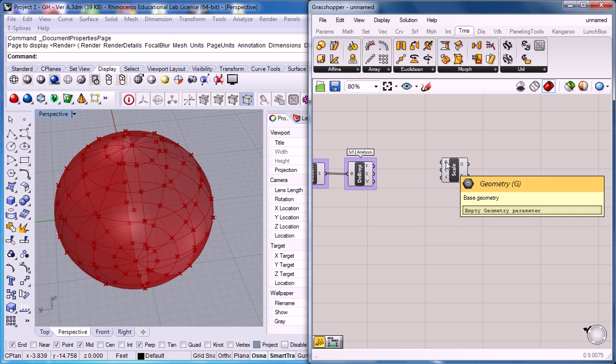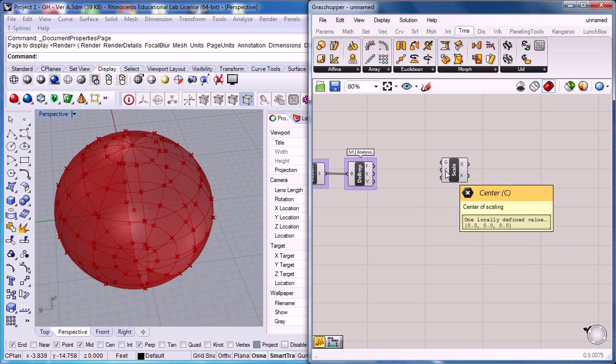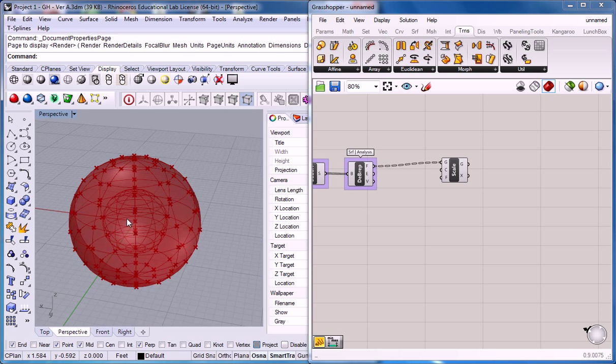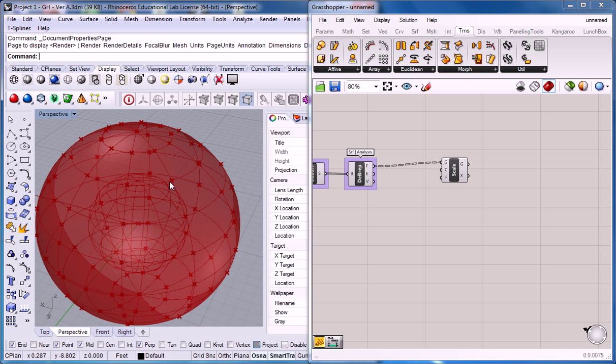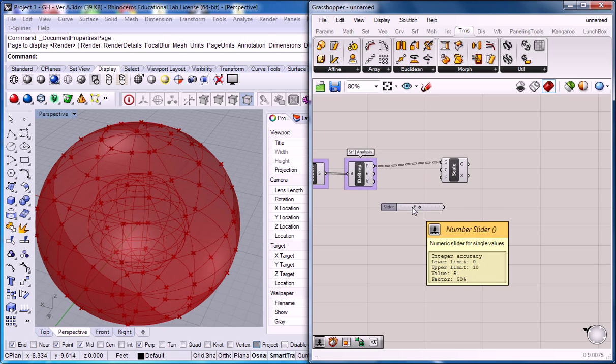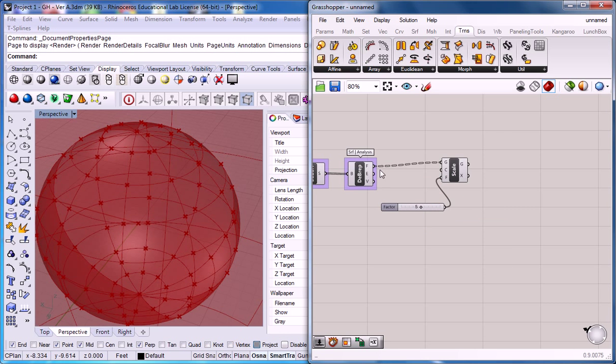It's asking for a couple of things. It asks for a geometry, which would be the sphere, center of scaling, and then the factor, right? So this is a multiplier. So when I plug in my faces to the scale, look at what it's doing. It actually assumes the center point of the sphere at first, and you can override that if you want. But then the scale factor is a 0.5, and so it made it smaller. But if I change that, let me make it a 5. Where's this? Scale is under Transform, Affine.